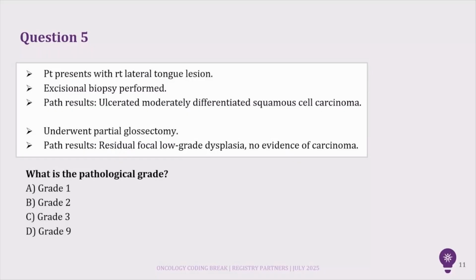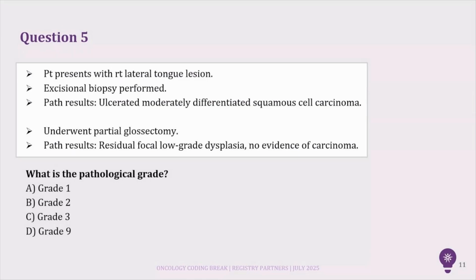Okay, we'll do a few more seconds. Okay, so we are mostly split between 2 and 9. Let's look at the answer.